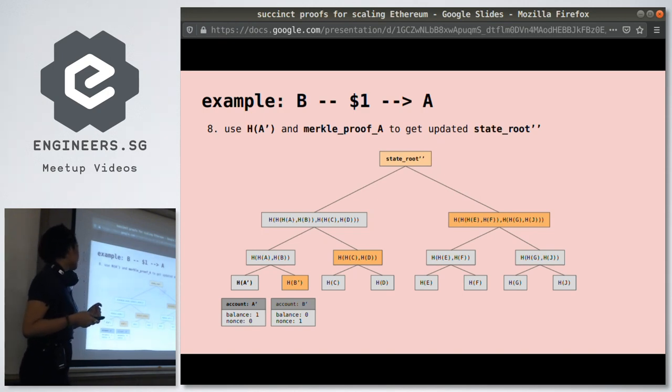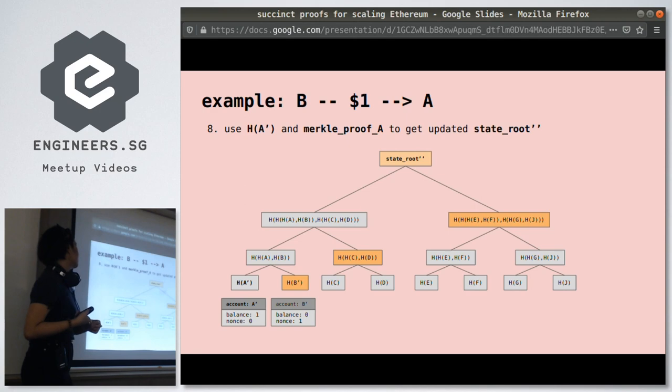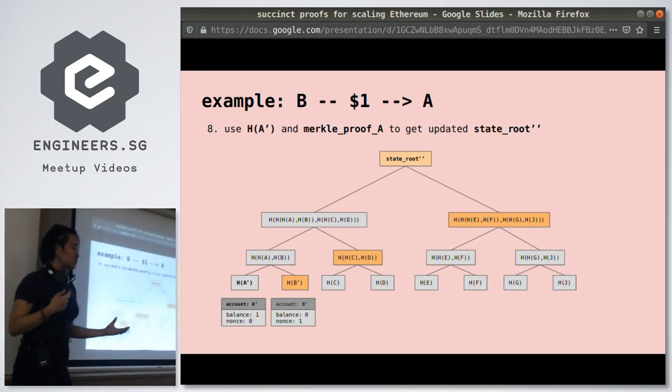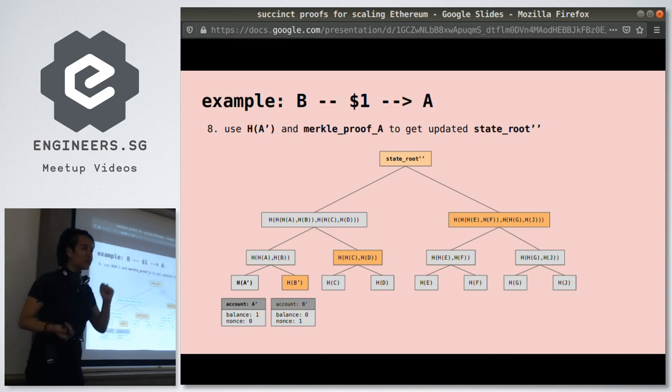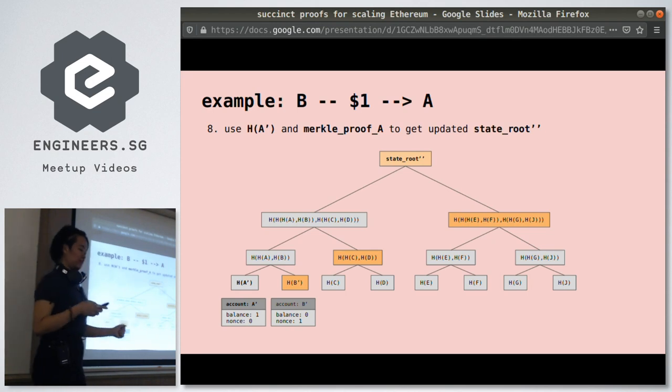So as you can see, we do rely on the operator to be honest and to keep good track of the state. But the caveat here is that if the operator is not honest or is very disorganized and cannot produce the right proofs, then there is no way that he can pass the verification.